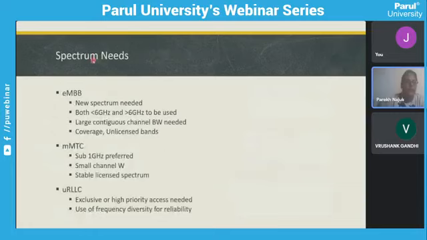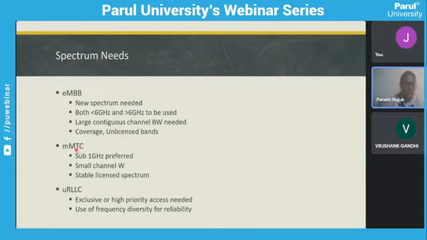Now, spectrum need. Who requires the spectrum? eMBB requires it, mMTC requires it, URLLC requires it. They all require spectrum for their applications. So the eMBB range is given both below and above 6 gigahertz, that is FR1 and FR2. I'll tell you what FR1 and FR2 are. FR1 is below 6 gigahertz, and above 6 gigahertz is used for eMBB. It is a large continuous channel bandwidth with good coverage. It is an unlicensed band, so you need not go for licensing.